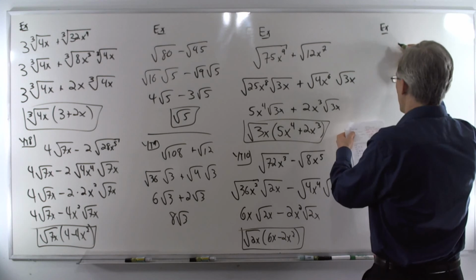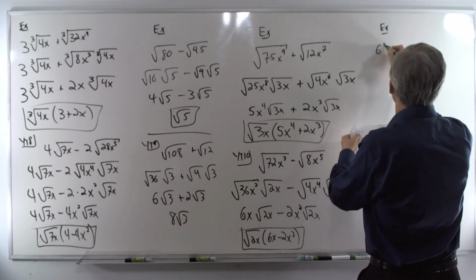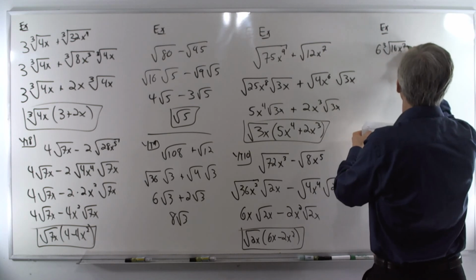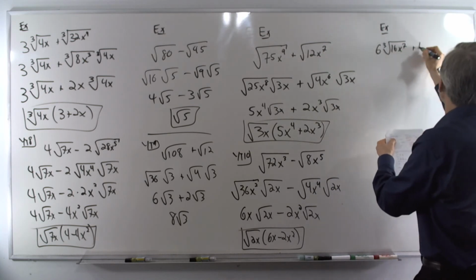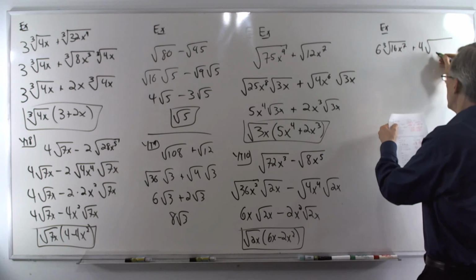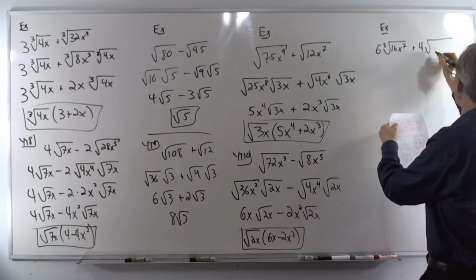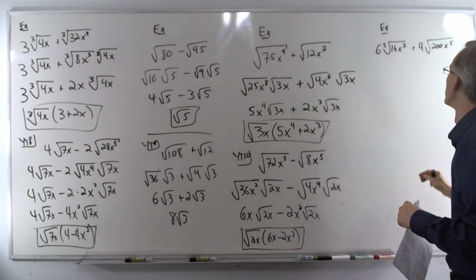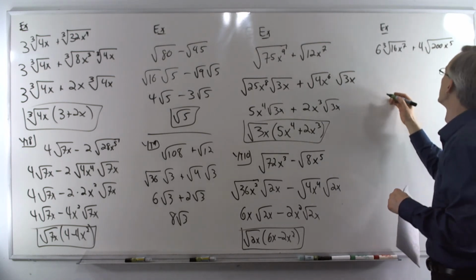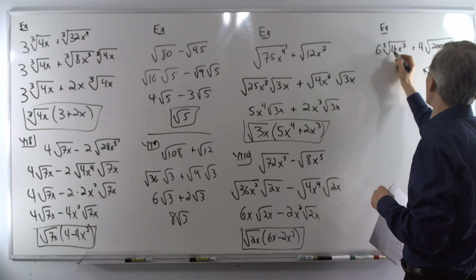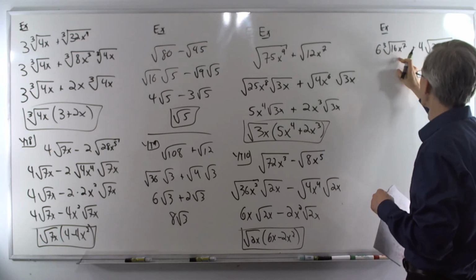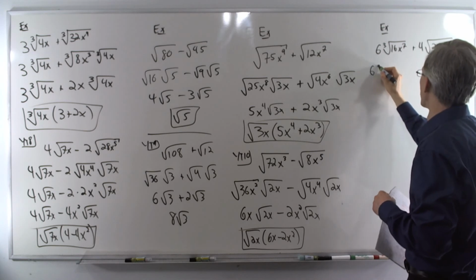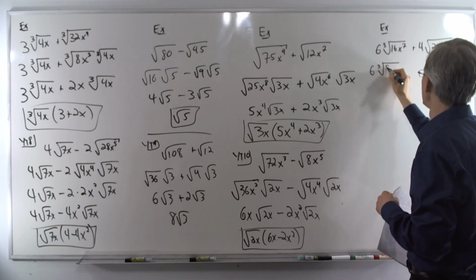All right, let's look at some higher indices now. 6 times the 3rd root of 16x to the 7th plus 4 times the square root of 200x to the 5th. All right, we'll simplify this first. We want perfect cubes, so 8 is a perfect cube that's a factor of 16. So let's do 6 times the 3rd root of 8.